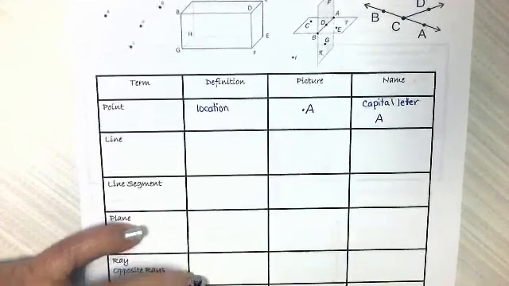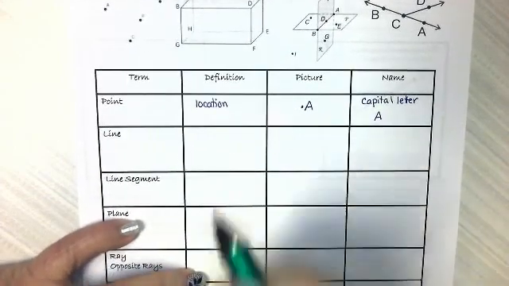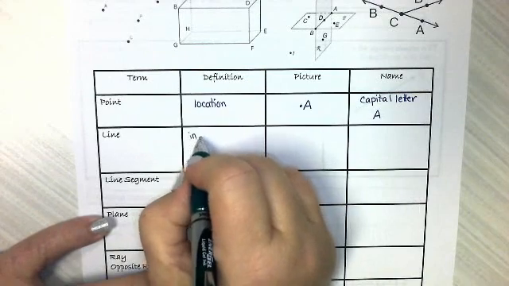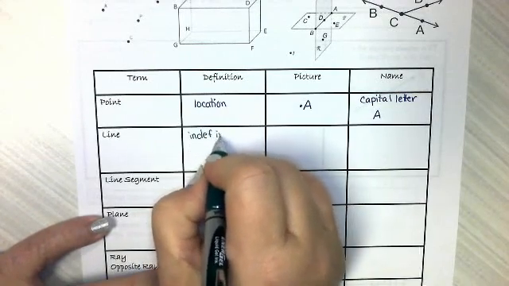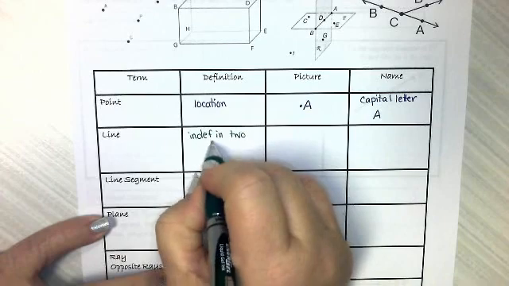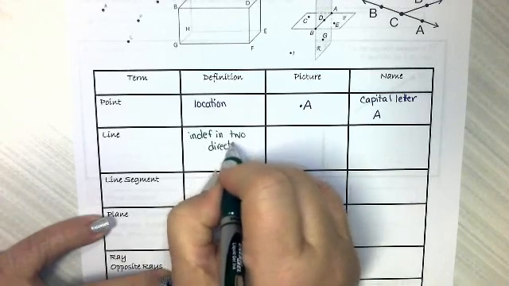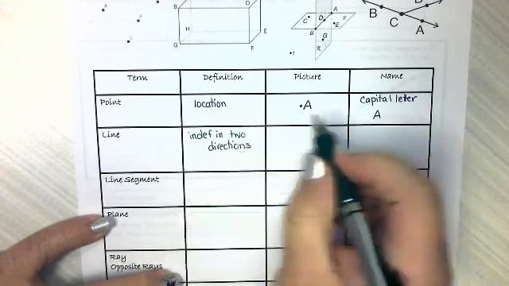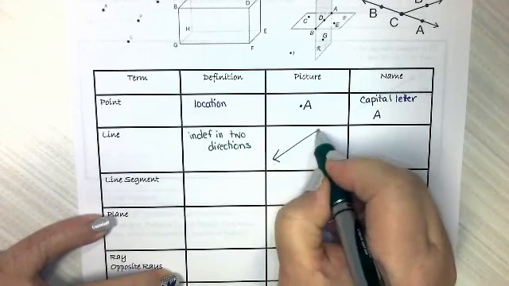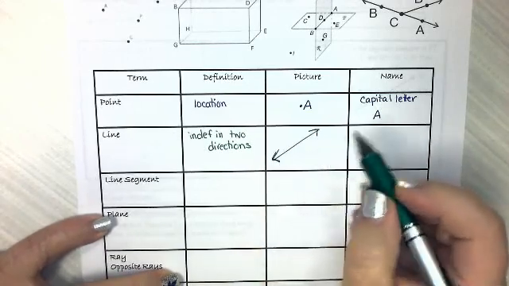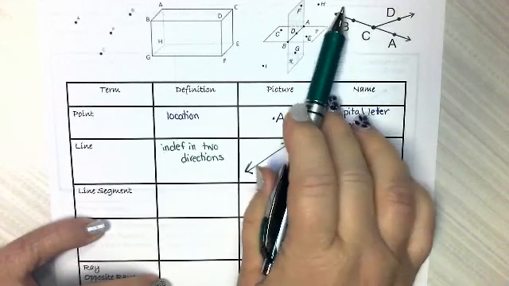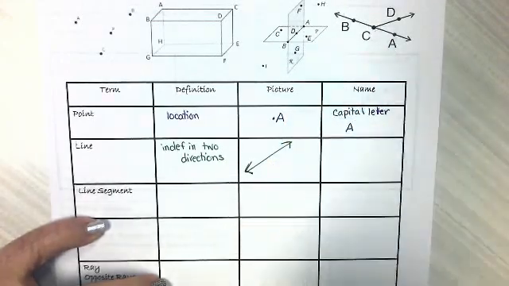Next up we have a line. A line is a set of points that continues indefinitely in two directions. It's a two-dimensional shape. So a line could look like this. We have a picture of some lines up here at the top.